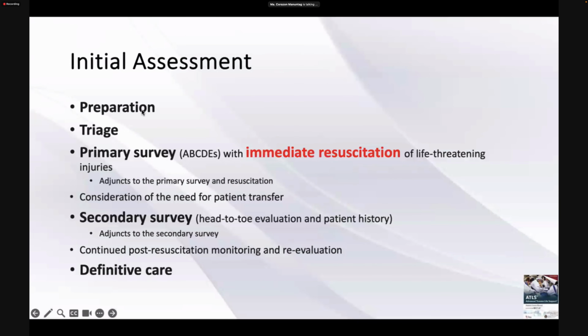So for your initial assessment, this is the ideal setting. There's a preparation, there's a triage that happens while the patient is already under trauma center. We have your primary survey, secondary survey, and definitive care. However, because our trauma system is yet to be mature, usually our management begins with a primary survey. The triage, before, it was just the guard doing it, right? So, primary survey with immediate resuscitation of life-threatening injuries.